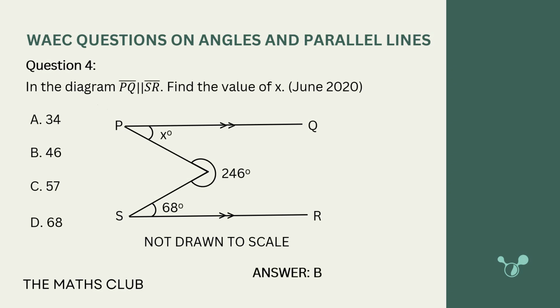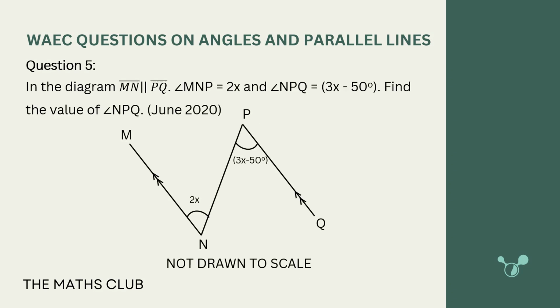Great. Question 5 says that in the diagram, MN is parallel to PQ, and the angle at MNP is equal to 2x, and the angle at NPQ is equal to 3x minus 50 degrees. Find the value of NPQ. So we should find the value of 3x minus 50. I want you to pause the video and try this out yourself.